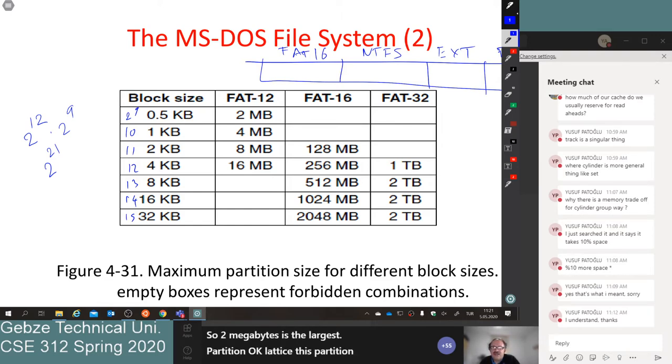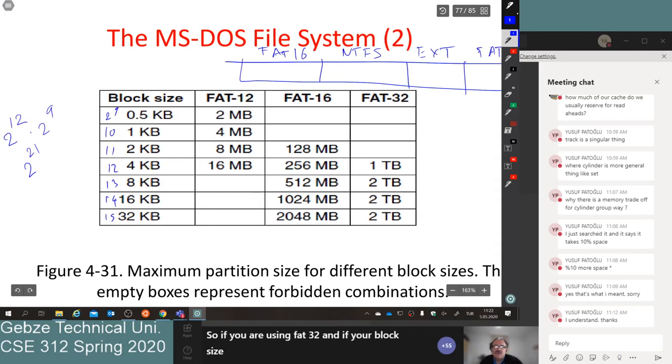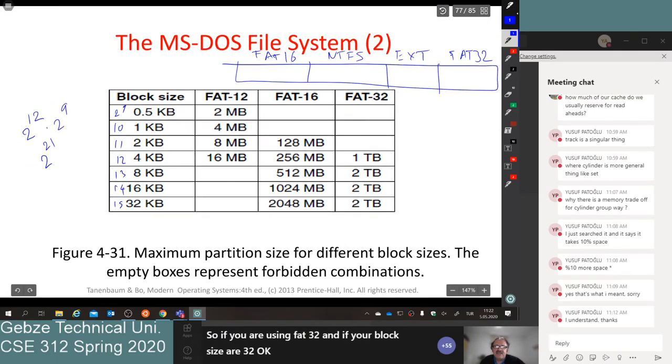It is not the size of the file. It is the size of the whole partition, if you choose it that way. So if you are using FAT32, and if your block size is 32, in that case you are going to have at most 2 terabytes of partition size. Usually they don't prefer FAT32, but FAT16.